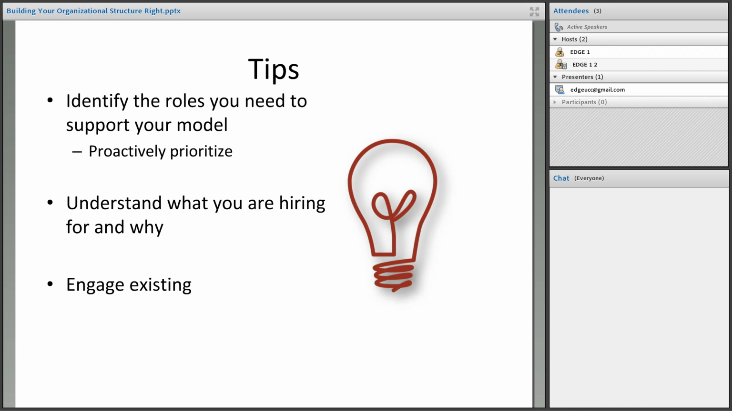Okay, so I want to wrap up with some tips, and then also some top mistakes to avoid. So what are some tips? So the tips are that you want to identify the roles you need to support your model, to support your customer client delivery model. And you want to proactively prioritize. So what I mean by that is that you're not just going to do this when things are really getting out of control and you're busting at the seams.